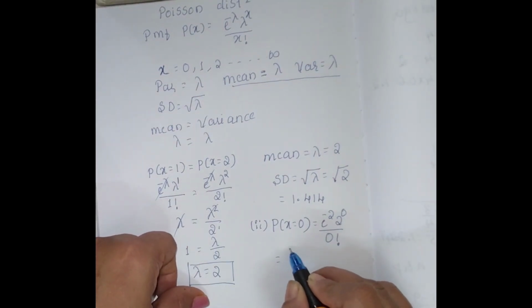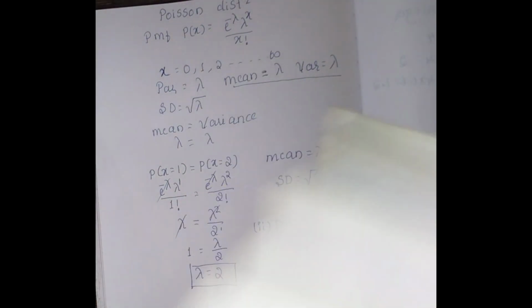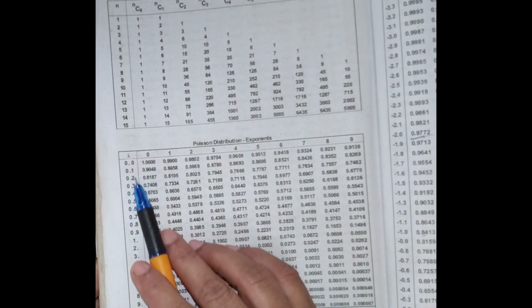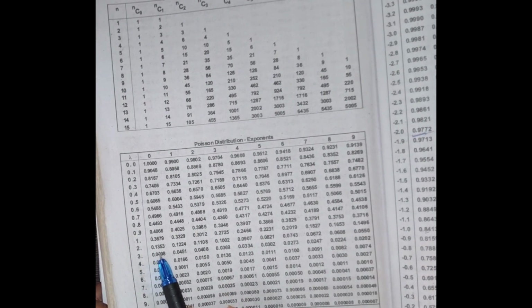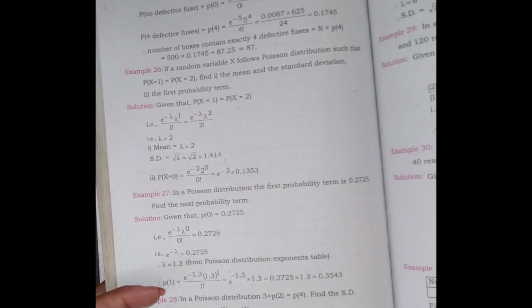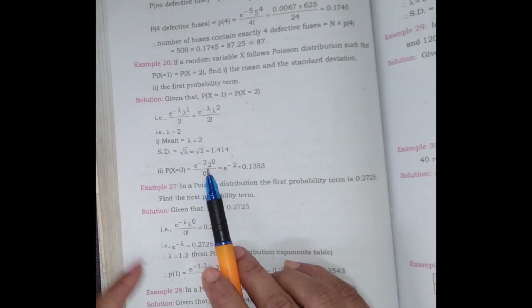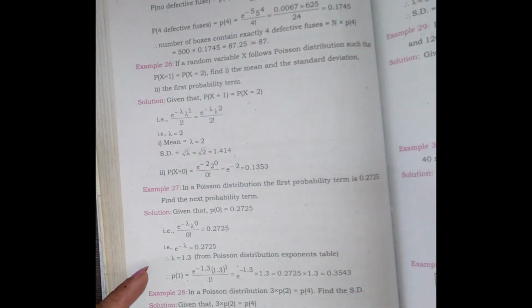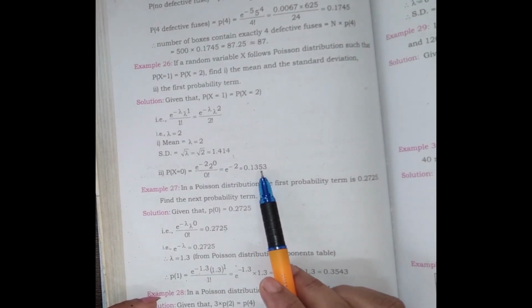Then e to the power minus 2, you have to see. How to see the e to the power minus 2? We will supply a statistical table in the examination. Okay, just observe the 2. Here the lambda value 2 you have to take. 2.0 and 2, that gives 0.1353, that is the answer. Okay. The first probability term is 0.1353. Just take the table, from the table take a value and write it.